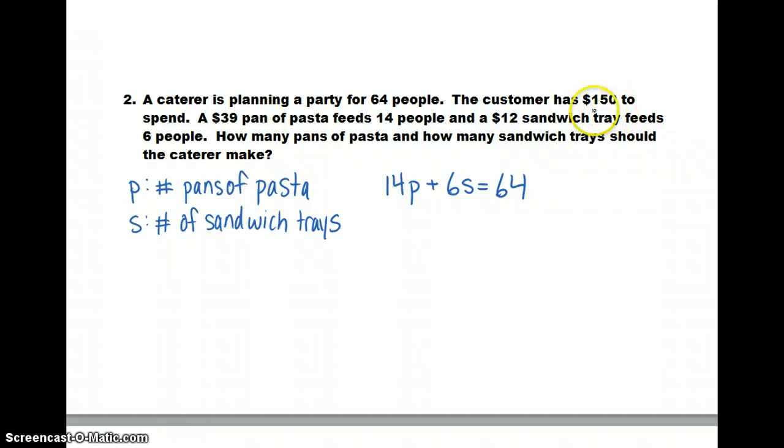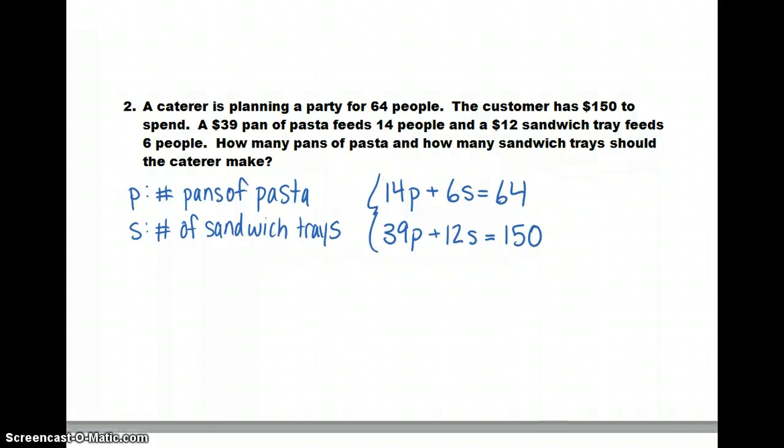It tells us that the customer has $150 to spend. So we know that the total amount they spend on pasta plus the total amount they spend on sandwich trays has to equal $150. It says that a pan of pasta costs $39 and a sandwich tray costs $12. So we can write our second equation as 39p plus 12s is equal to the total money, which is $150. So we have our two equations, and we've set up our system of equations. And once again, we aren't going to solve it today, but you will learn how to solve it very soon.